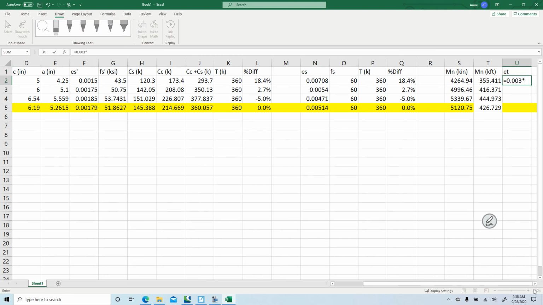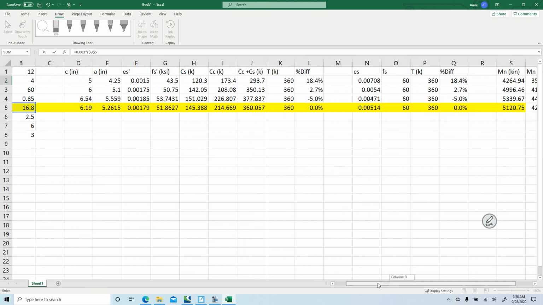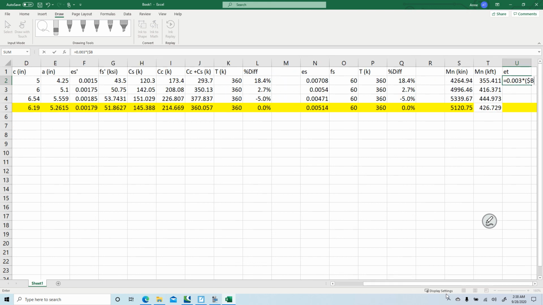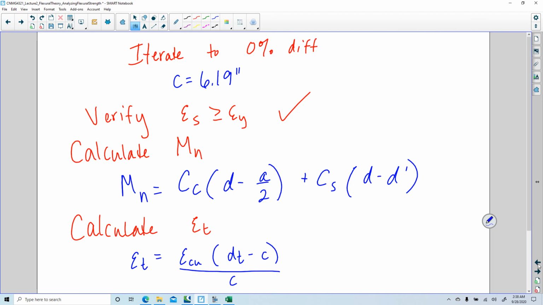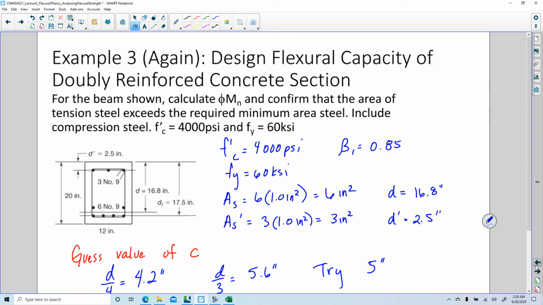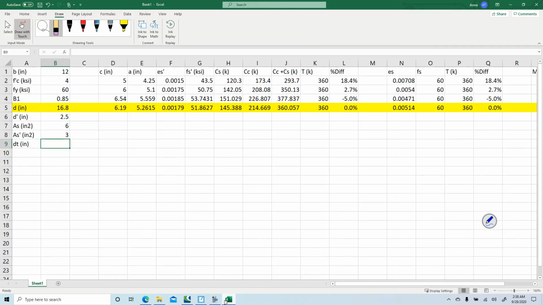Equals ECU times d sub t, which is not available yet. Let's see. DT in inches, I believe, if we get back, is 17 and a half inches, right? It's right here. That's the depth from my extreme compression fiber to my extreme tensile reinforcement. It's just how I want to make sure that I'm tension controlled, right? So 17.5 inches.